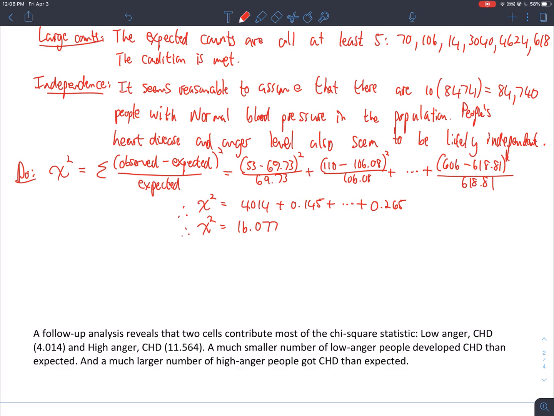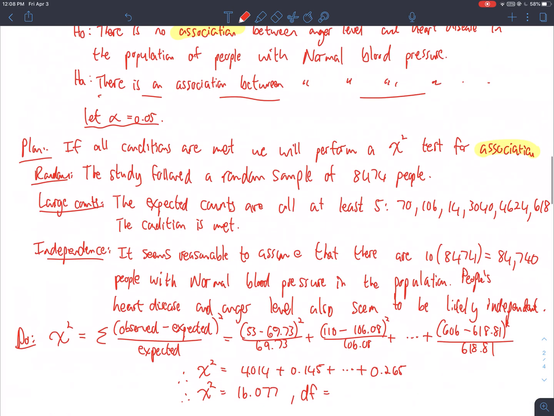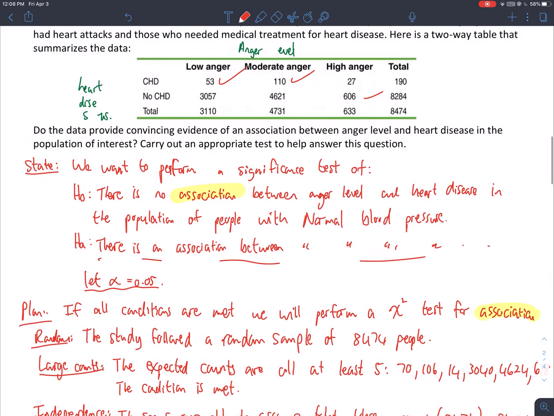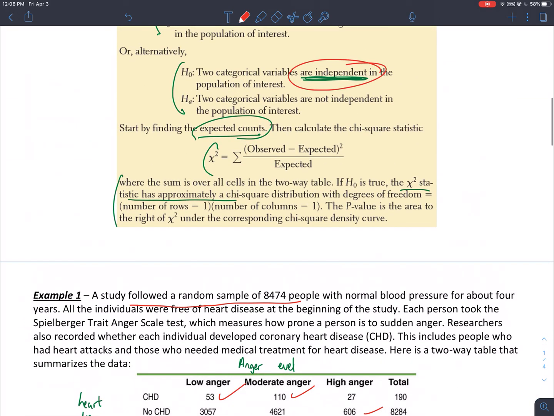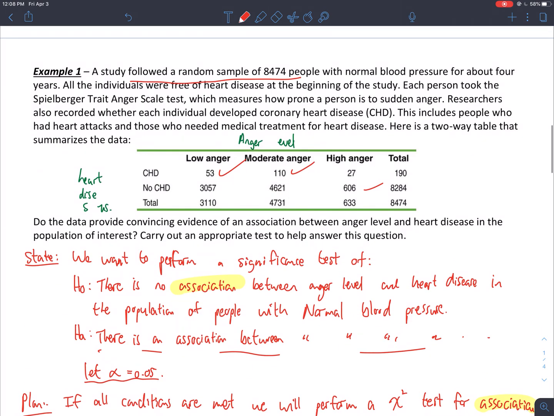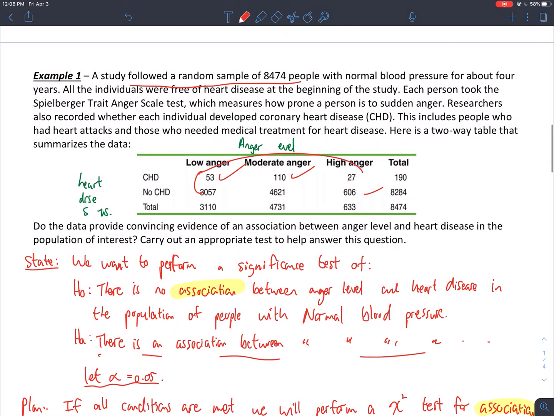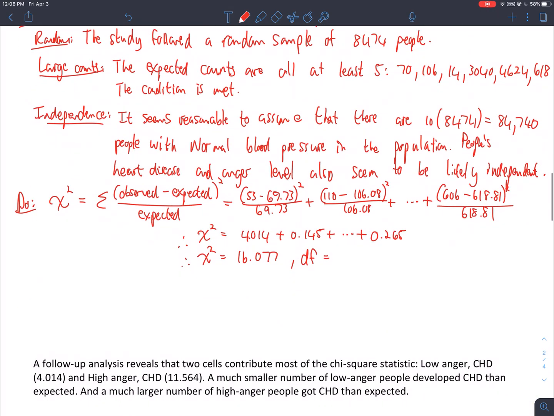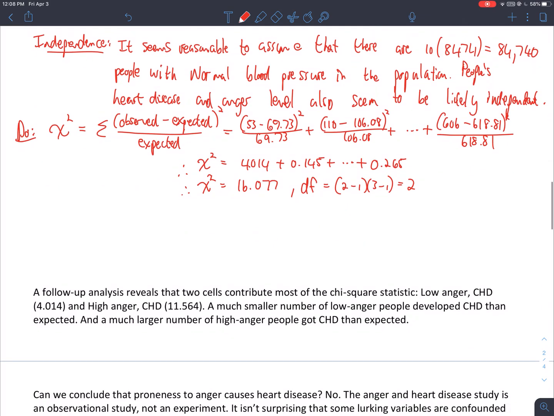And degrees of freedom should be number of categories minus 1 times number of categories minus 1, right? What did they say? Number of rows, number of columns. Okay, so 2 columns, 3 rows. All right? Oh, sorry, 2 rows, 3 columns. And so that is 2 minus 1 times 3 minus 1, which is in fact 2. Okay? And then do your p-value calculation.